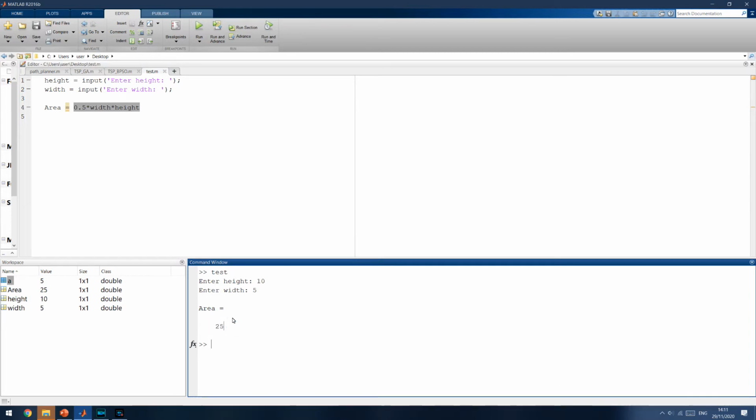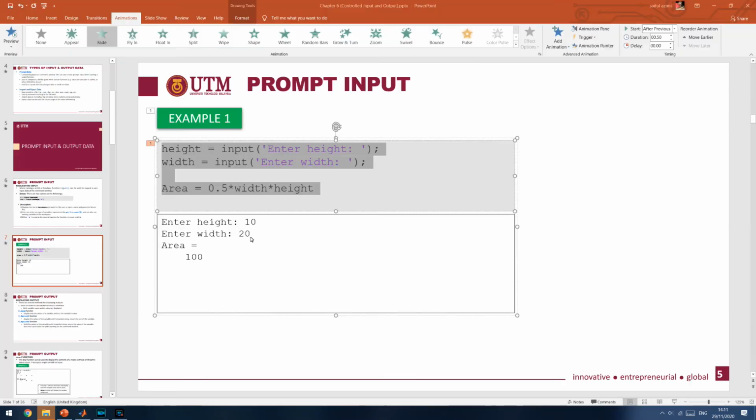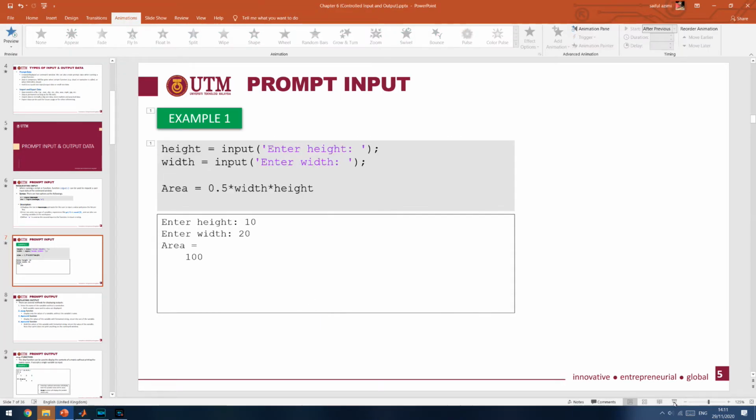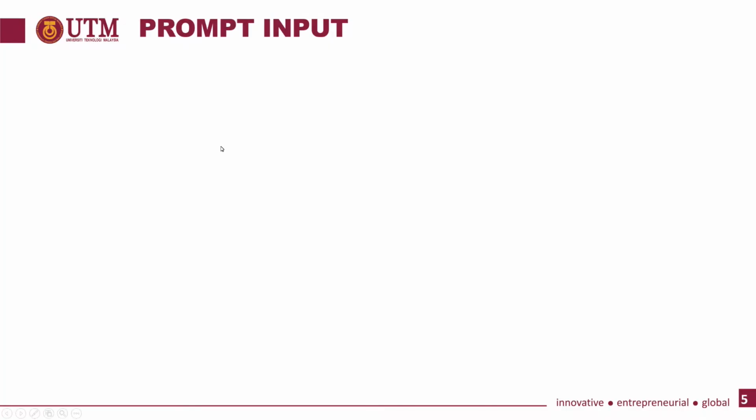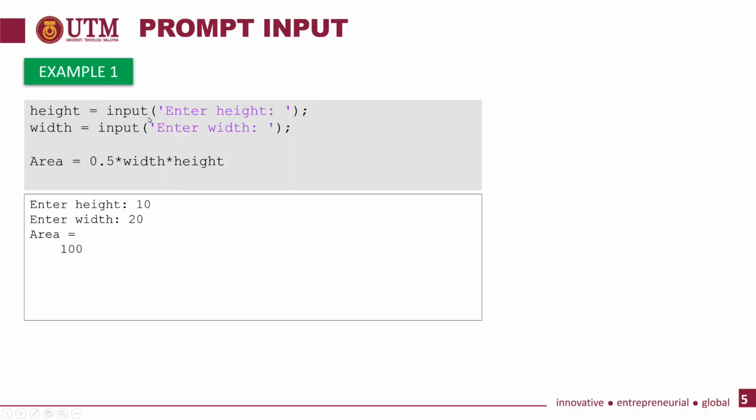So this is how you request an input from the user by using an input function. Basically you input your message, and after that the user will enter whatever the input is. Then it will go to the next line of code, and it will finish because your code finishes at the third line.